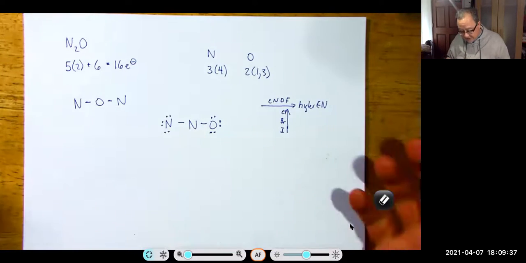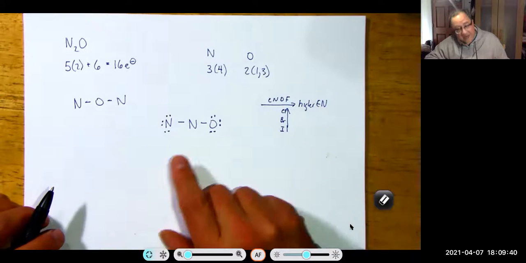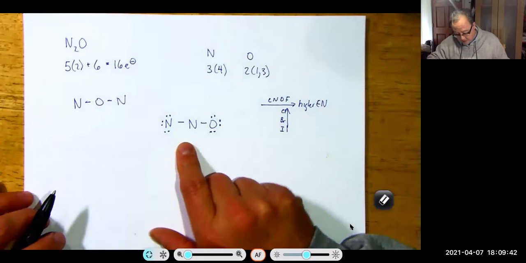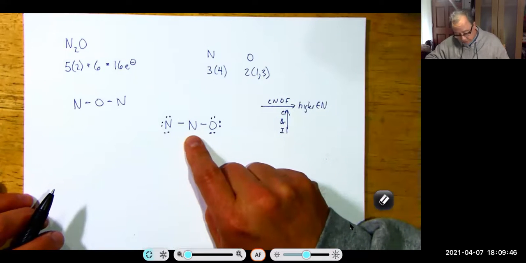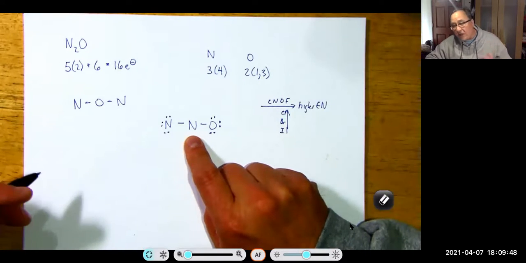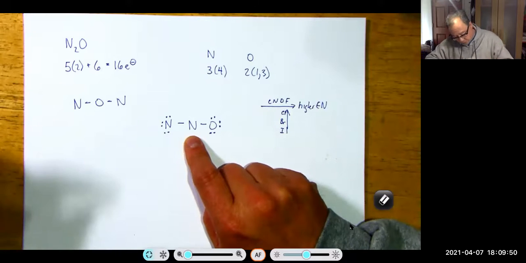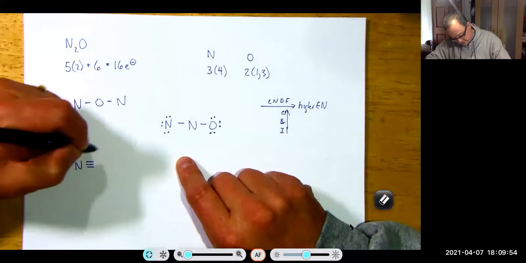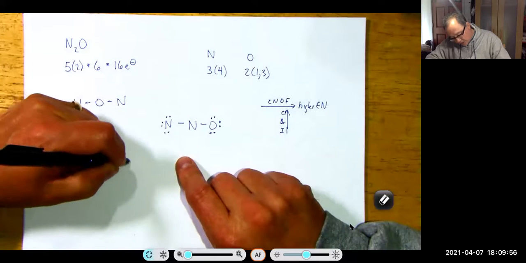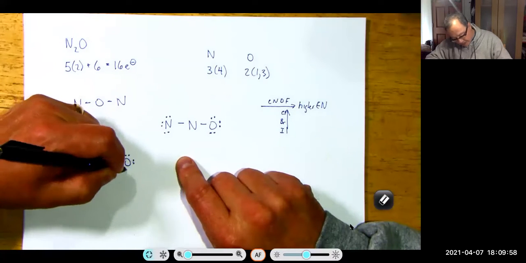So we're kind of stuck. Now we look and see, do we have an octet everywhere? And we don't. And we want an octet on this nitrogen. So there are 3 ways of doing it. One is this way. I'm going to draw it, and then I'm going to tell you how I got there.